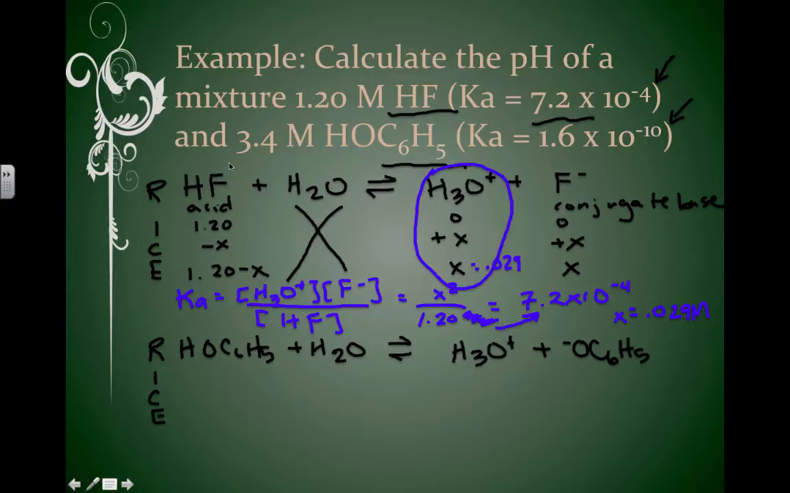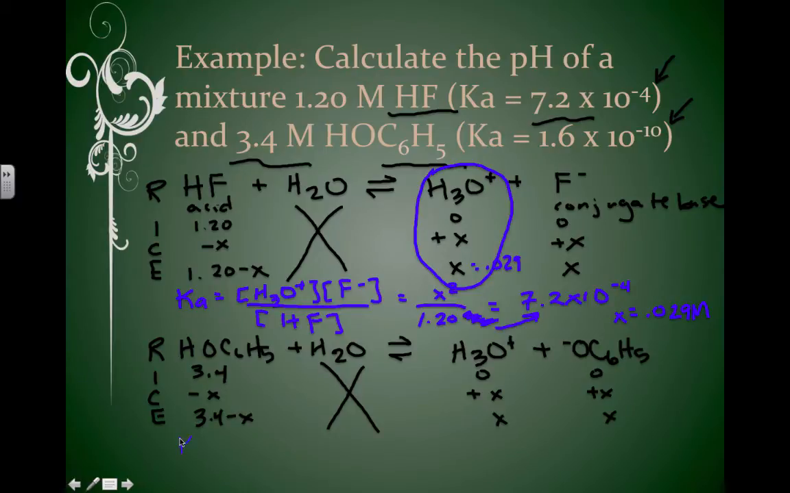And I started with 3.4 molar, so it's like 3 times as concentrated as the HF. But since it's so much weaker, I think HF will still make more of a difference here. So I subtract X from reactants, gain X in my products, and I get 3.4 minus X, X, and X.